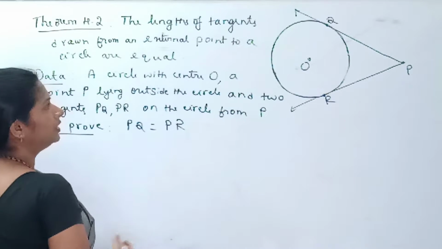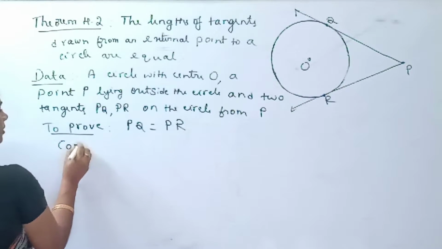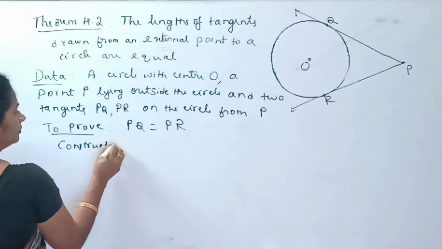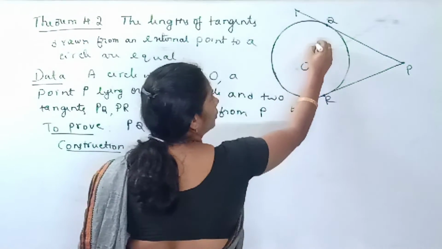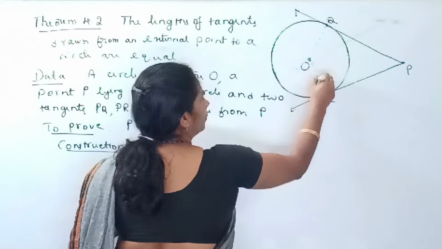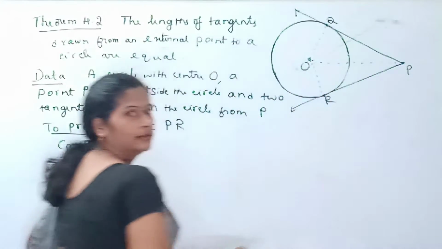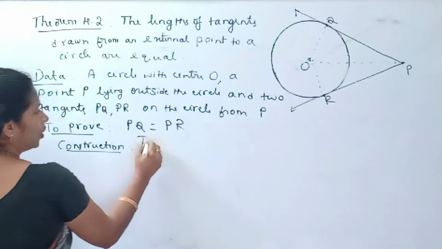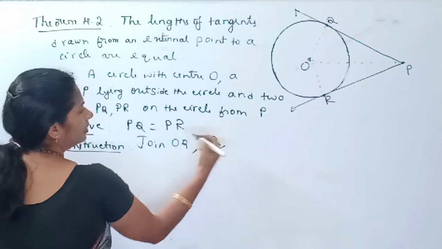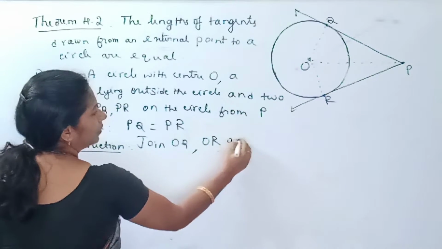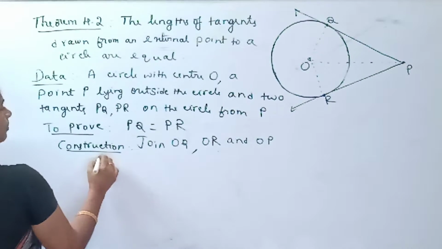Now how will you prove, children? To prove PQ equal to PR, we need construction. So what's the construction? Join OQ, join OR, and join O and P. Clear? This is our construction: join OQ, join OR, and OP. Now we have to prove. Proof.